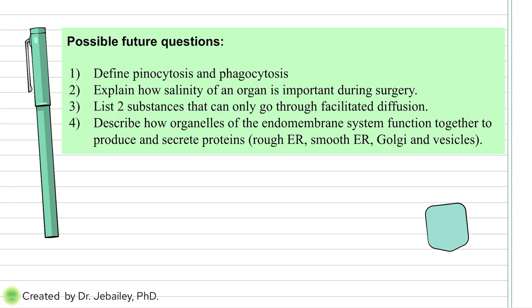List two substances that can go through facilitated diffusion. The facilitated diffusion only allows large particles. Examples could be, I don't know, in this case, a specific hormone that is a protein hormone. So make sure you know two of them. And last but not least, talk about the endomembrane system function, secreting proteins. That means talk about how these organelles work with vesicles, how the rough and the smooth ER make the carbs, lipids and proteins, and then they combine in the Golgi, and the Golgi sends a vesicle out to the cell membrane.